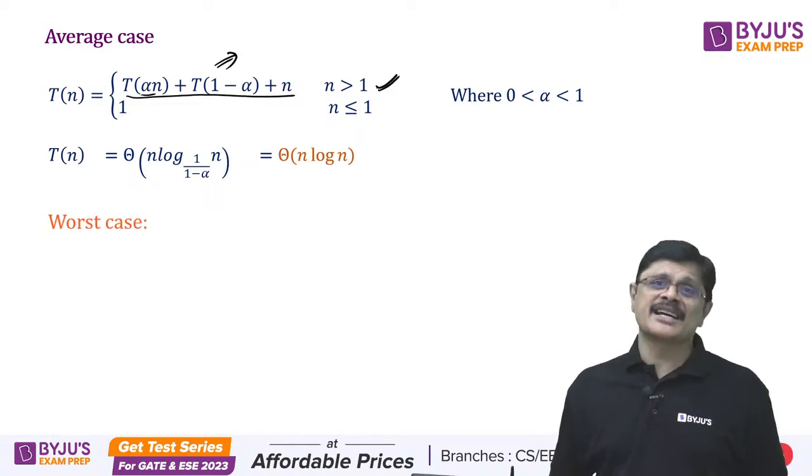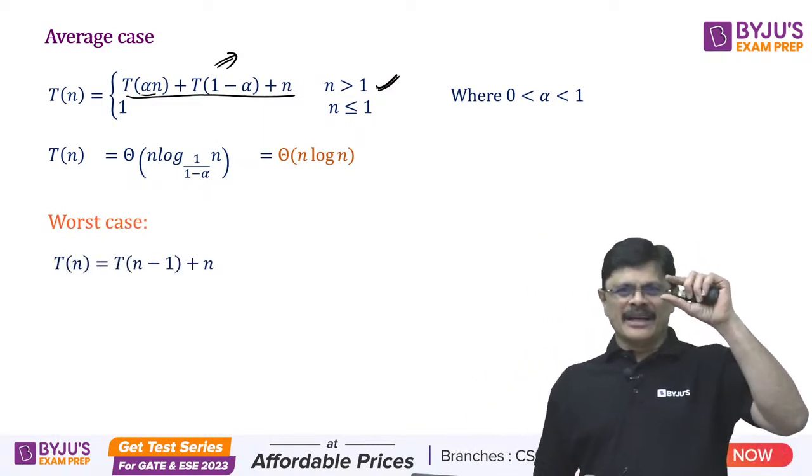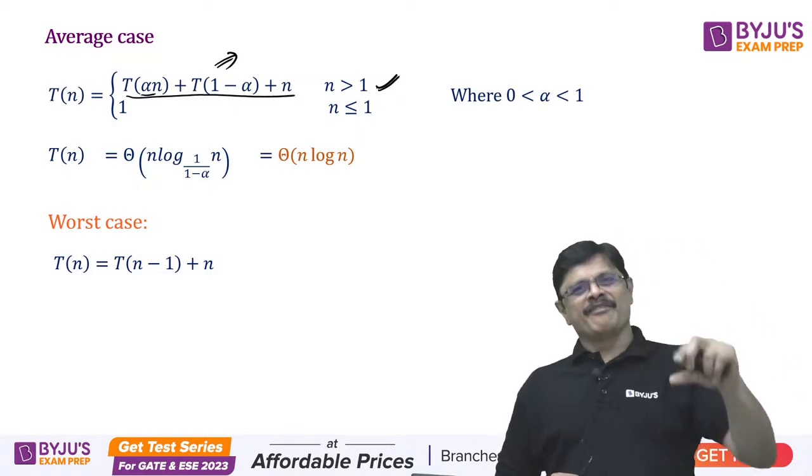But whereas in the worst case, what happens? See, it so happened that the partition element or the pivot element is the first element itself.